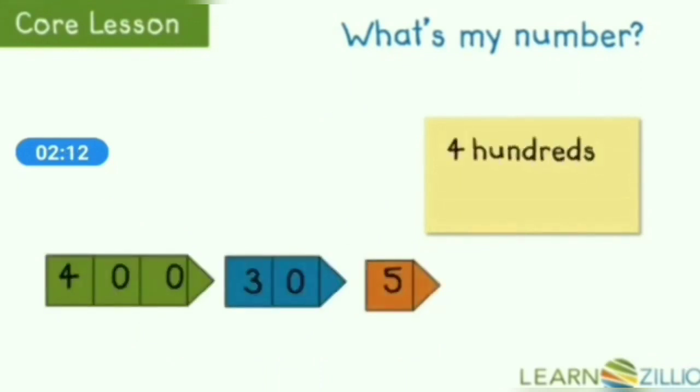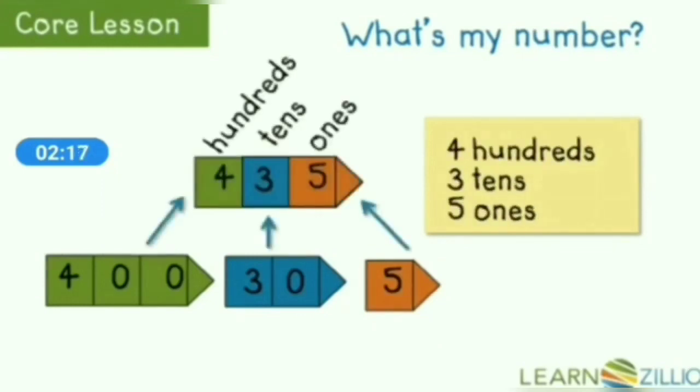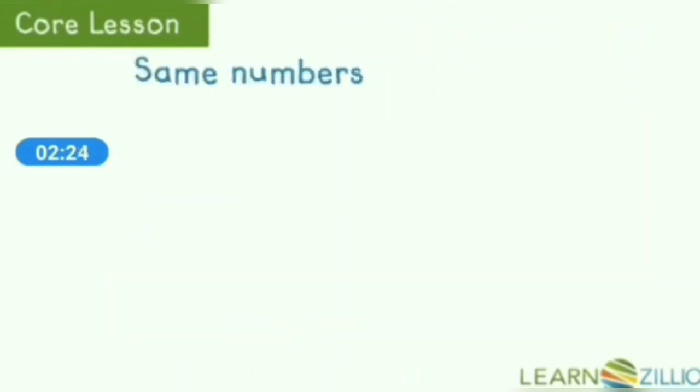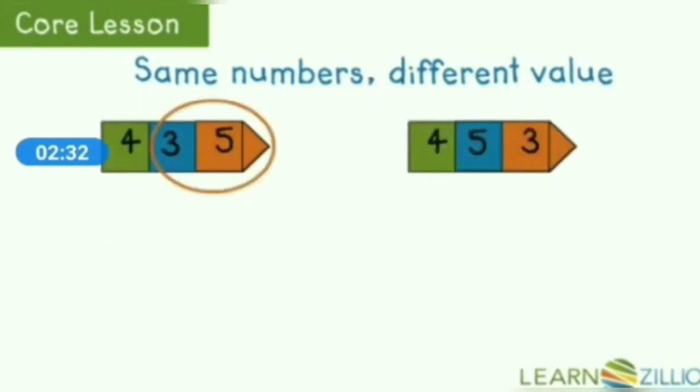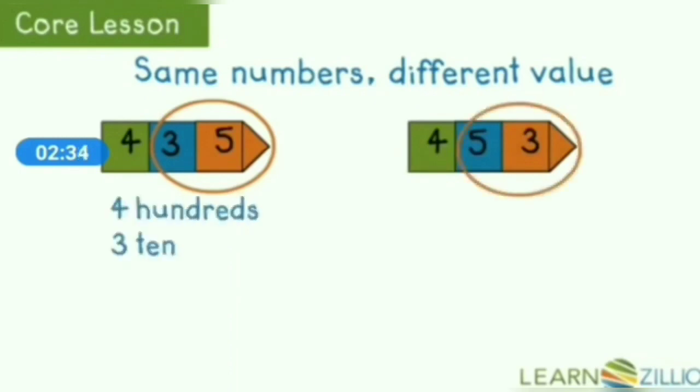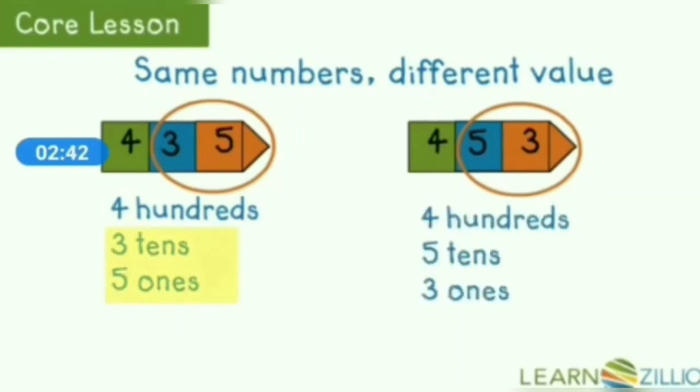What's my number? 535. 500, 3 tens, 5 ones. By combining it together, we will get the standard form of the number, that is 535. Same digits, different values. Here we have some numbers, 435, 453. The digits are the same, but their place values are different because their positions are different. Here 5 is on the tens place and here 5 is on the ones place.